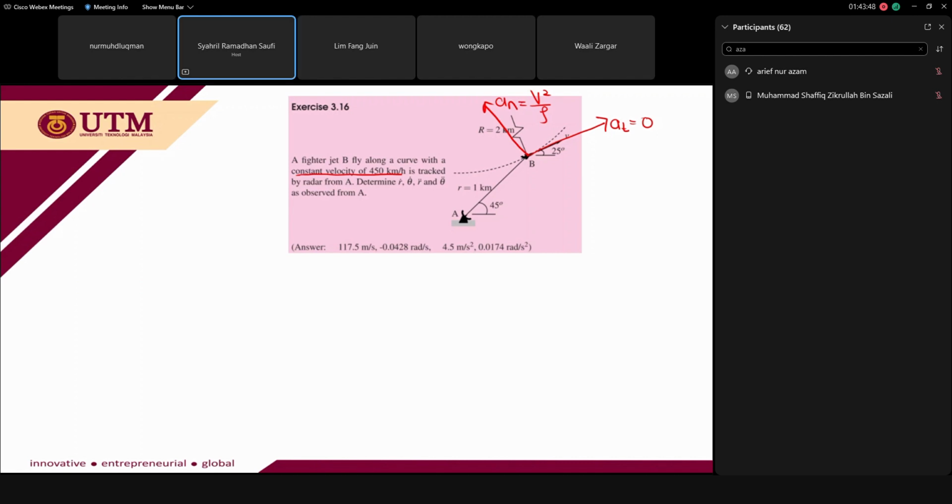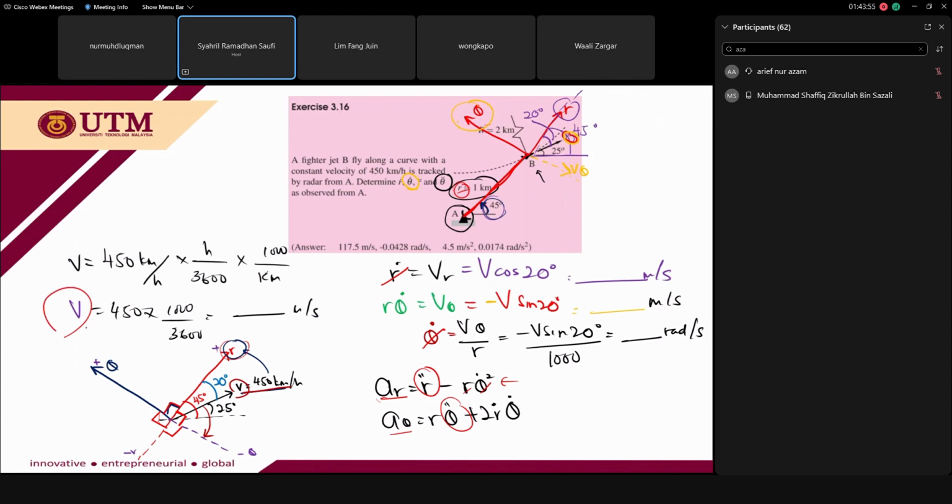So V at B is equal to what? What would be the velocity here in meter per second? Can someone help me calculate? 125. Thank you. R dot, what will be the value? V cos 20, 117.46. And then V theta is negative 0.043. And then theta dot.